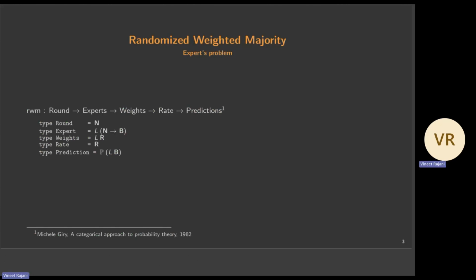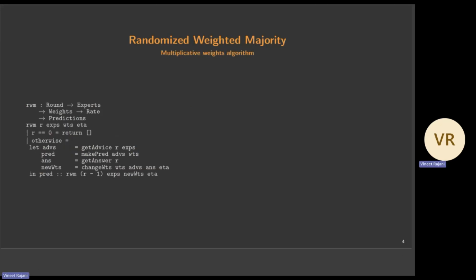Now those were the inputs. What will the algorithm produce? Well, it produces a distribution over the list of predictions made in all the rounds. I have already taken the liberty to denote the distribution using a monad here, thanks to Michele Giry for showing that probability distributions have a monadic interpretation.